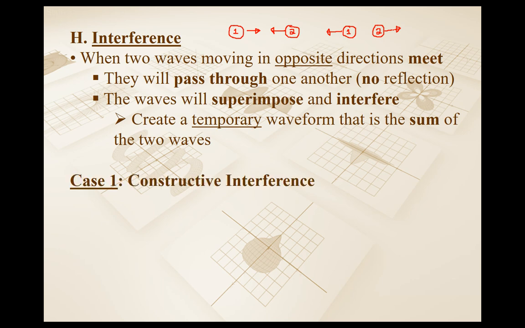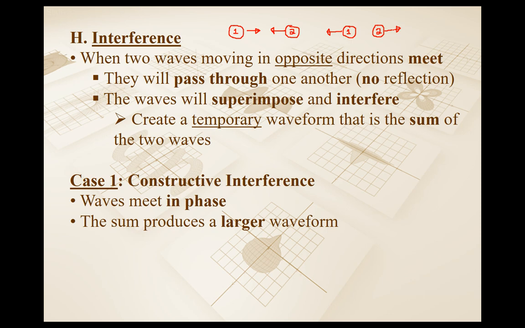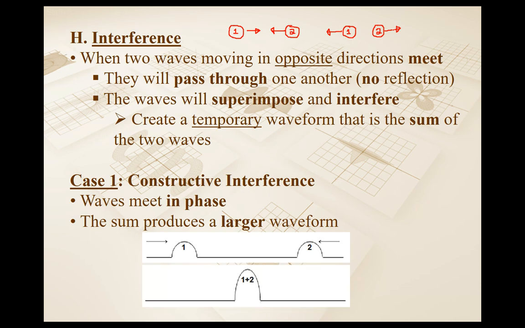So we'll start off with constructive interference. Constructive interference occurs when two waves meet in phase. So when they meet in phase, it means that crest meets crest or trough meets trough. When they meet in phase, the waves actually give you a larger waveform. So let's look at an illustration of this. In this picture, I have two positive wave pulses. I have wave pulse 1 that's moving towards the right and wave pulse 2 that's moving towards the left. When they meet, they actually combine together to give you kind of like a jumbo wave, a much larger waveform.